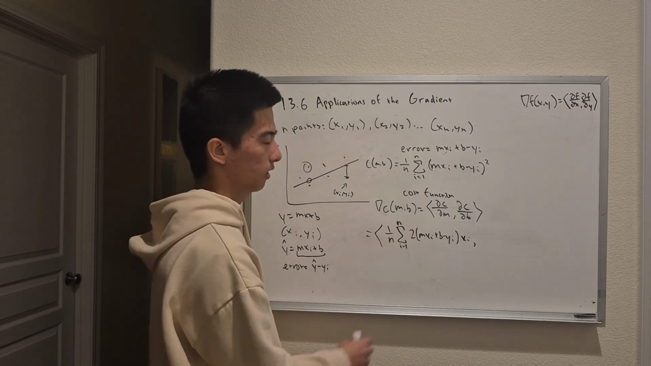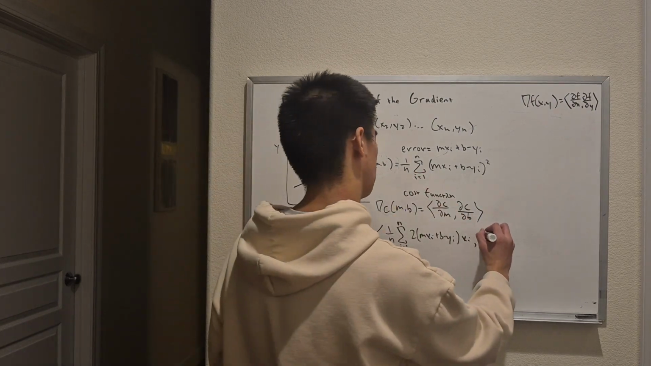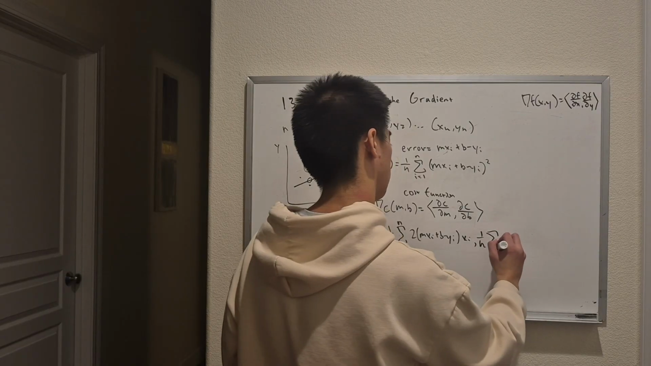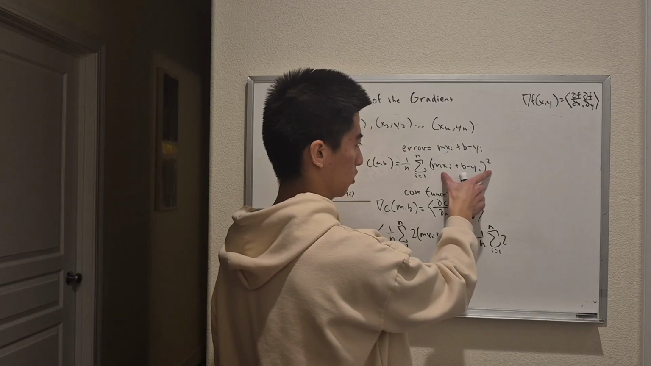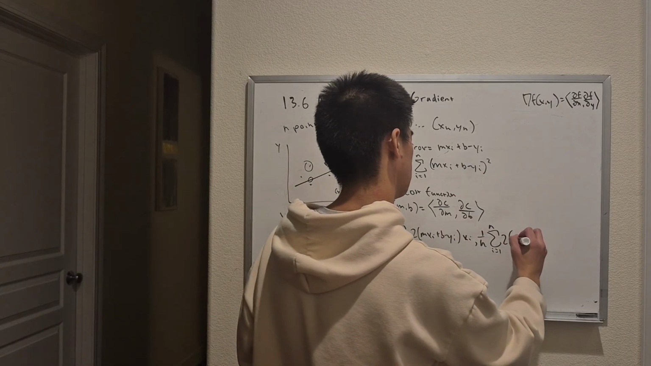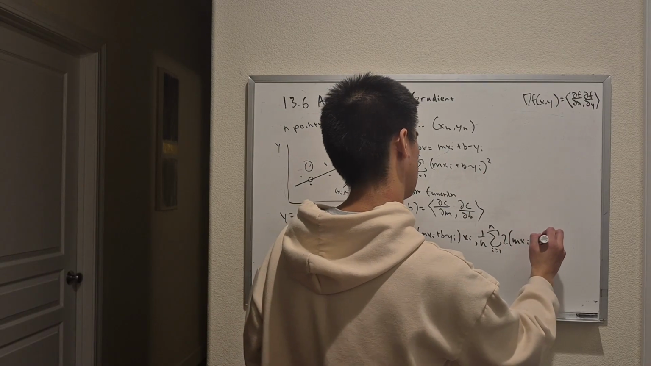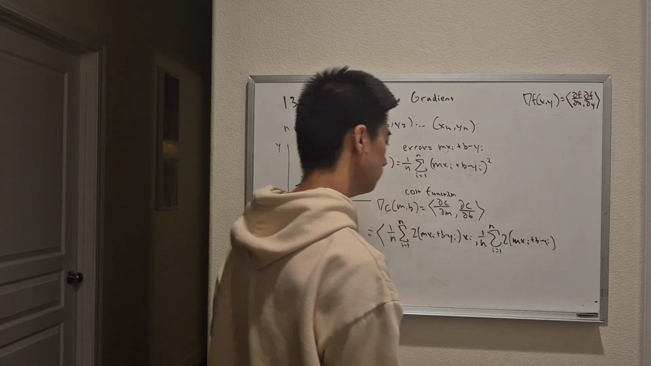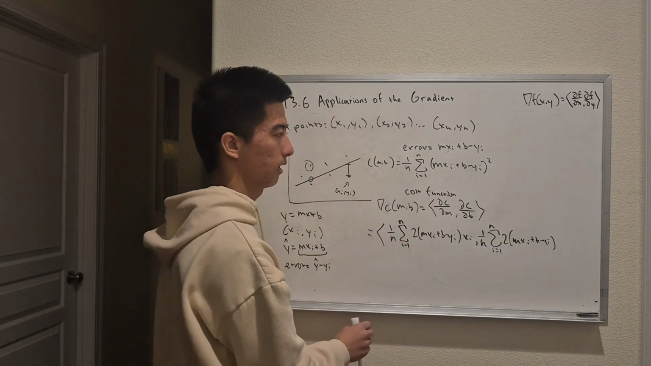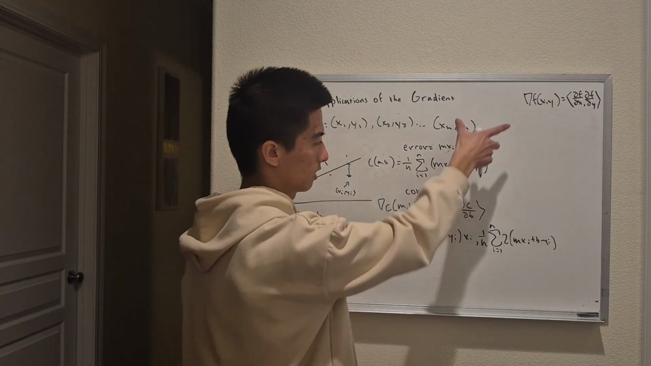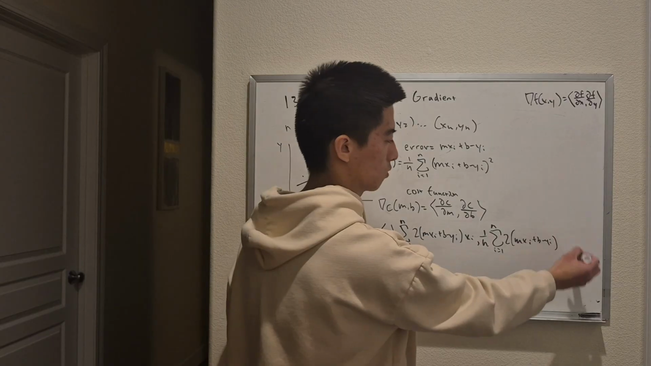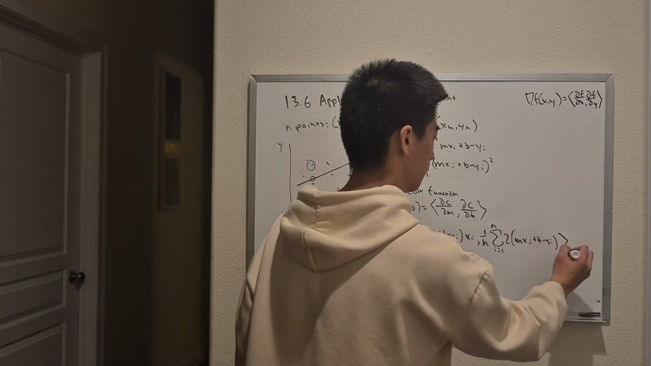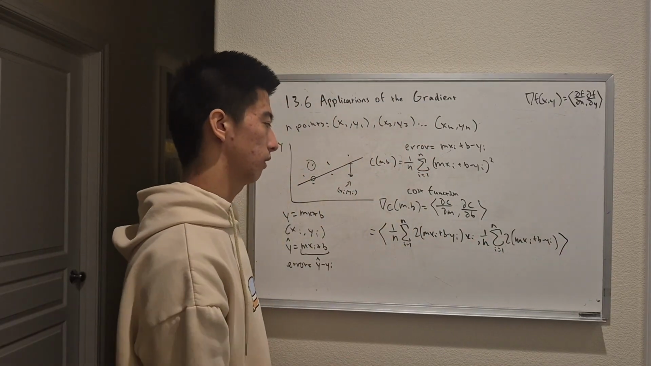The second partial derivative is very similar. We have 1 over n, sum from i equals 1 to n of the partial derivative outside, which is 2 times that whole expression, and then times the partial derivative of the inside. This is a constant and that's a constant, so they disappear. The partial derivative of b with respect to b is just 1. This is times 1, but I won't write that. So that's our partial derivative.